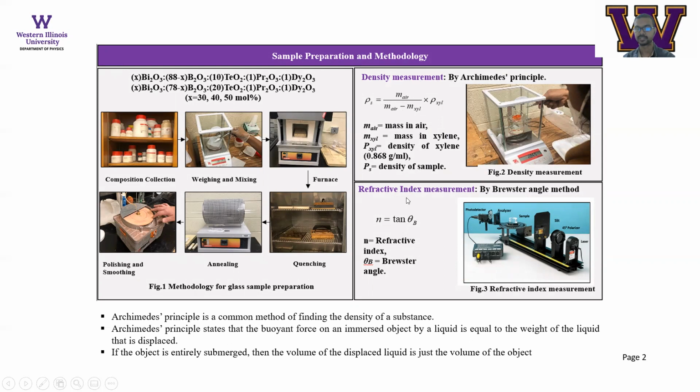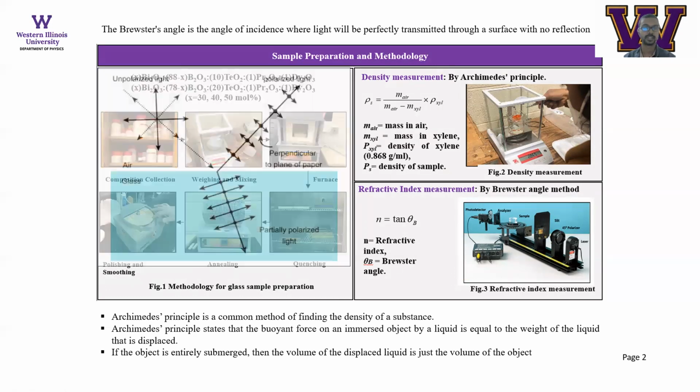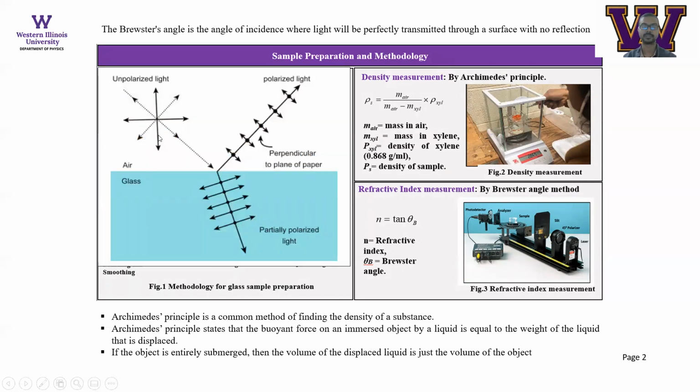On the other hand, for refractive index, we use Brewster's angle method, and Brewster's angle is actually the angle of incidence where light will be perfectly transmitted through a surface with no reflection. So all transmitted light will be P polarized light. In this figure, we can explain this. If we take a light source, we can see that all transmitted light is P polarized and there is no reflected light with P polarization. This is actually the Brewster's angle method. So after finding Brewster's angle, we just insert it into these equations and calculate our refractive index.